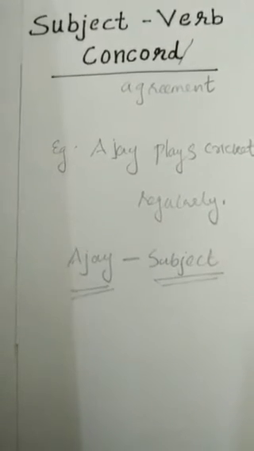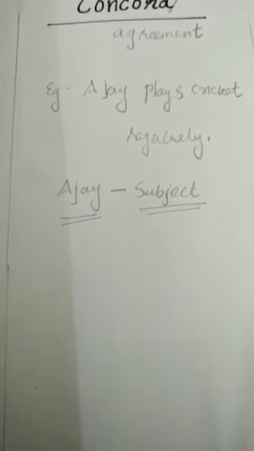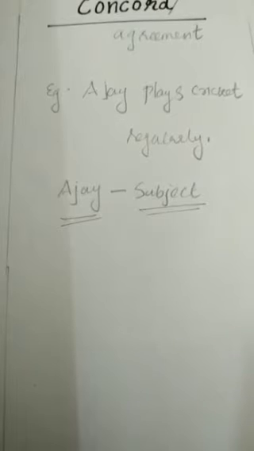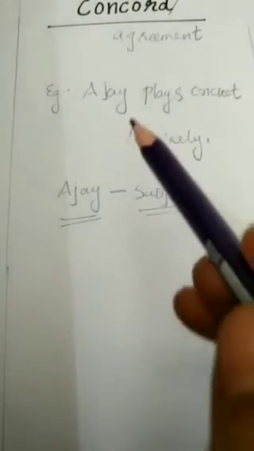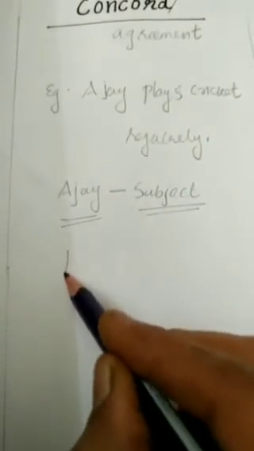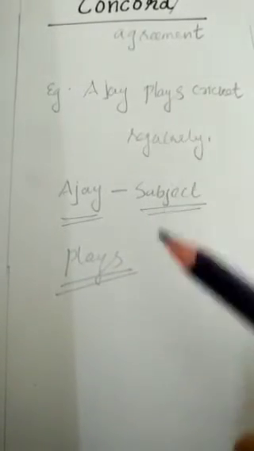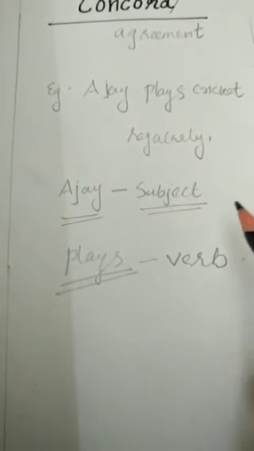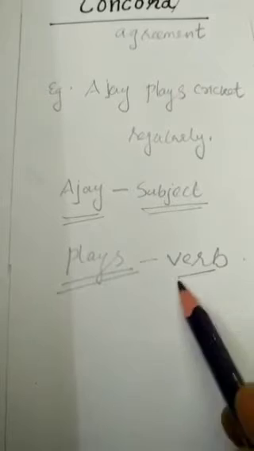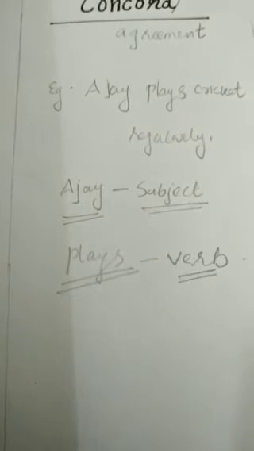And next, to identify the verb in the sentence, let's ask the question: what the subject is doing here. What Ajay is doing here? Plays, isn't it? Plays cricket. So this is the action the subject is doing in this sentence. So it is called what? Verb. So you got subject and verb in a sentence, isn't it? In this way, we can identify the subject and verb in the sentence.